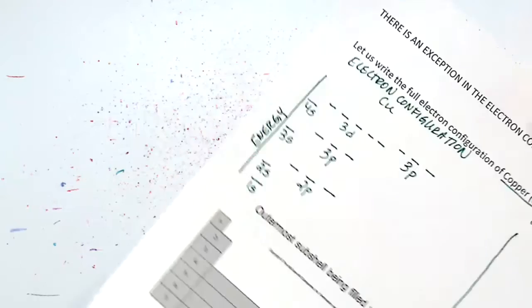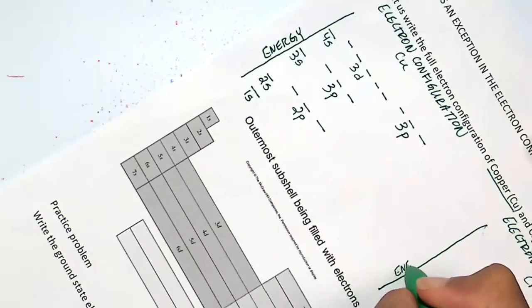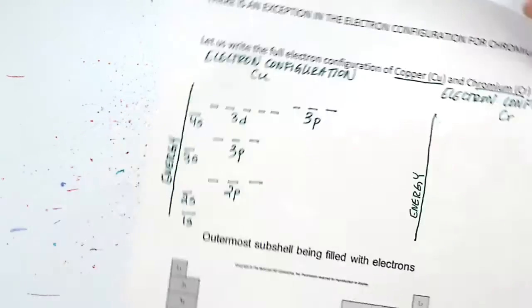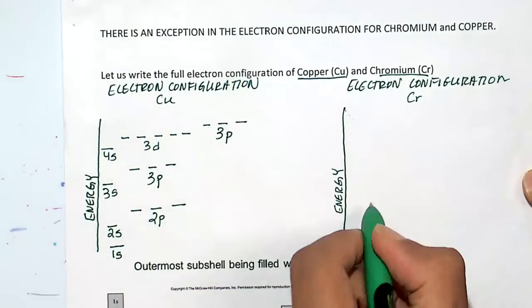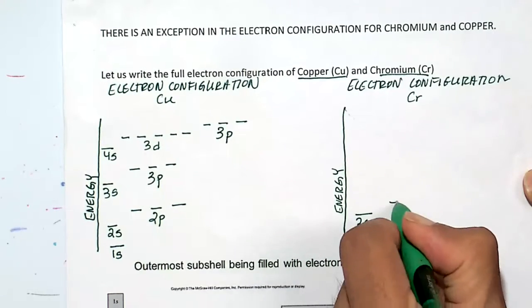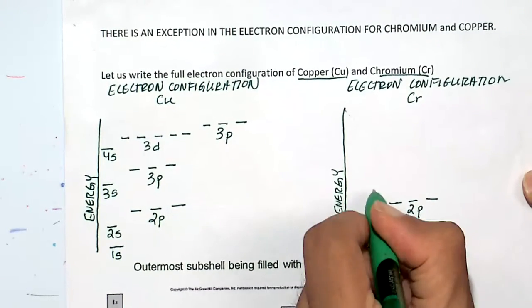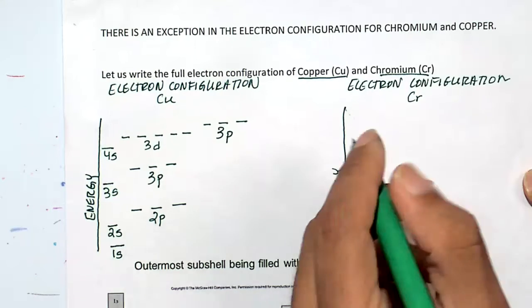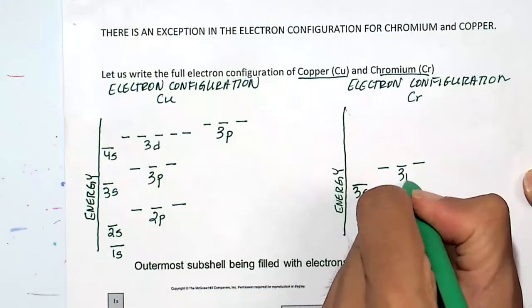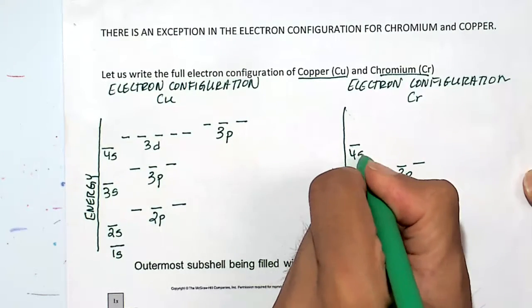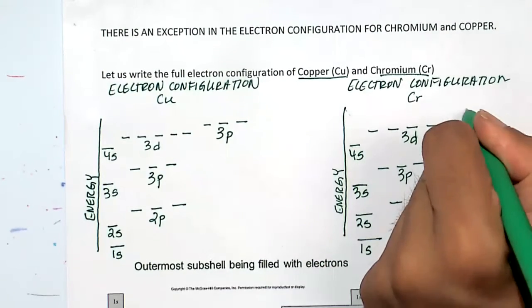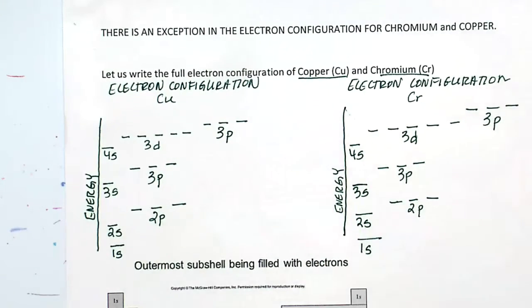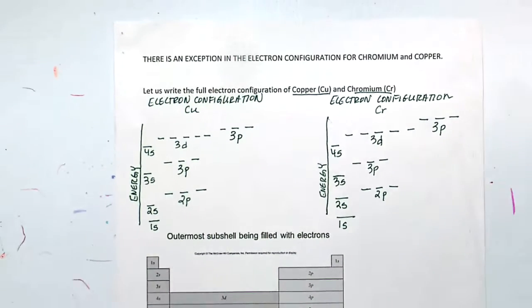I'll do the exact same thing. Let's draw the energy diagram. The electrons go marching in, hurrah, hurrah. First 1s, 2s, 2p, 3s, 3p, 4s, 3d, and then 4p. So let's do chromium first, and then we'll get back to copper.